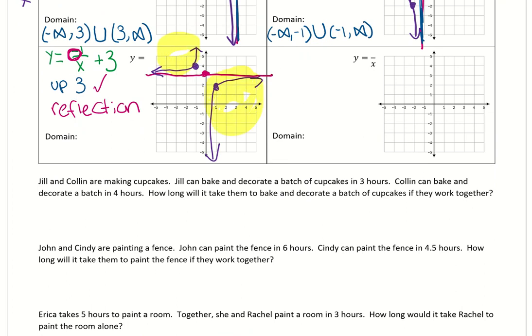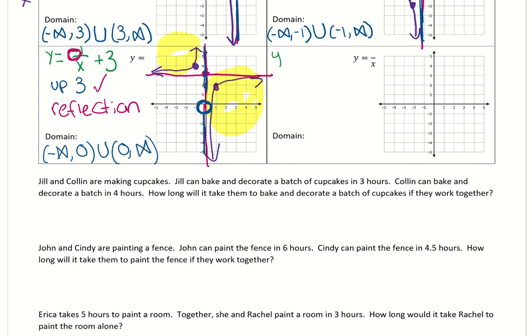All right, let's talk domain. Where does that break occur? I didn't even draw the asymptote. But that break occurs at 0. It happens at 0 along the x-axis. It happens here. So our domain is going to go from negative infinity to 0, union 0 to infinity. All right, last one. We got a lot going on.